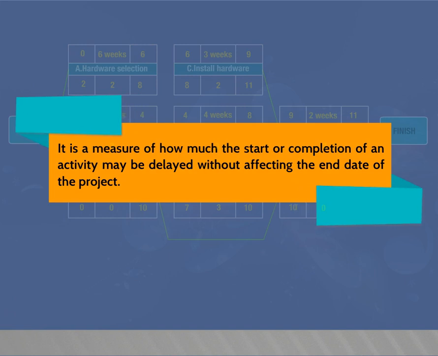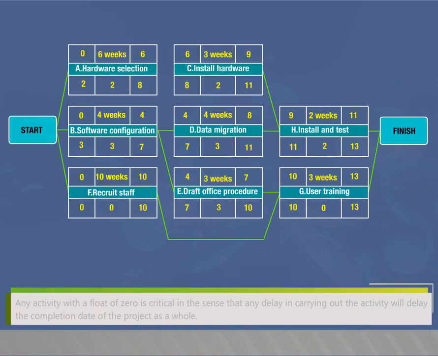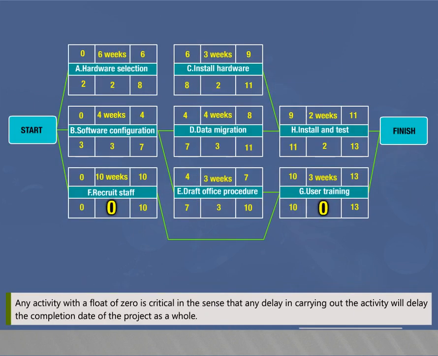It is a measure of how much the start or completion of an activity may be delayed without affecting the end date of the project. Any activity with a float of 0 is critical, in the sense that any delay in carrying out the activity will delay the completion date of the project as a whole.